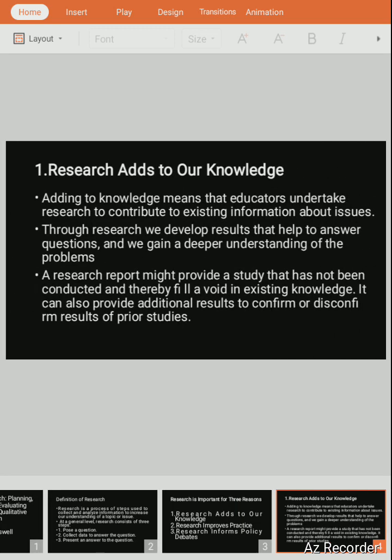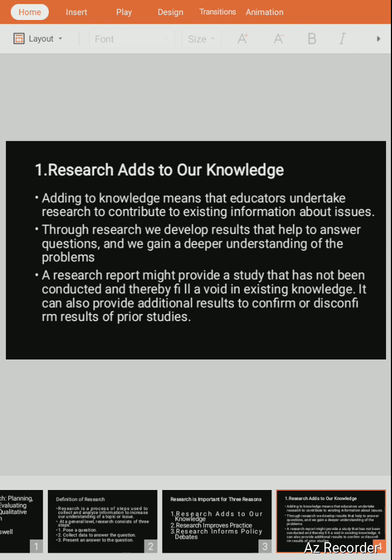Research adds to our knowledge means that educators undertake research to contribute to existing information about issues. Through research, we develop results that help to answer questions, and we gain a deeper understanding of the problems. If you are a researcher, first of all you need to have critical thinking. You have to question everything, otherwise you can't be a researcher.